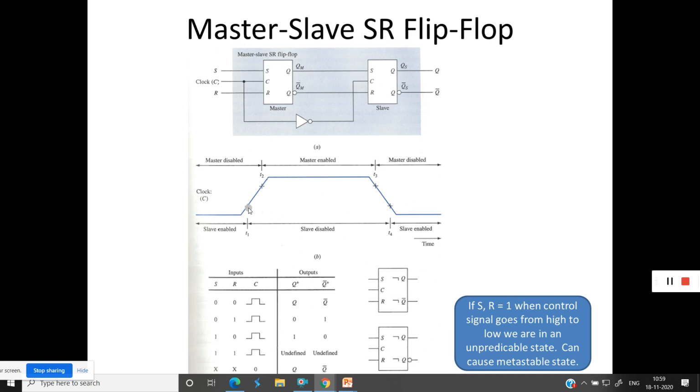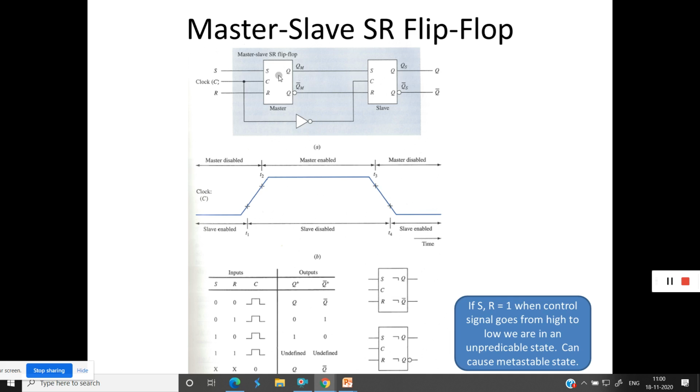So next, coming to this, T1 to T2 both are disabled. This is undesirable. Okay, from T2 what happens? Clock is 1 up till T3. Clock is 1 means master is enabled, slave is disabled. Next, again the clock goes from 1 to 0. From T3 to T4 both master and slave are disabled in this section. Next, from T4 the clock becomes 0 again. If the clock becomes 0, master is disabled, slave is enabled.